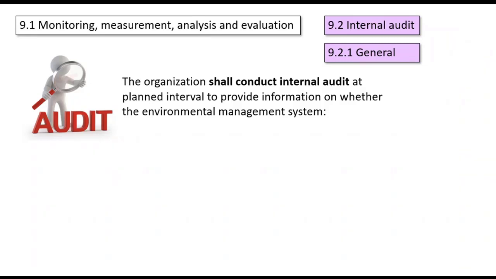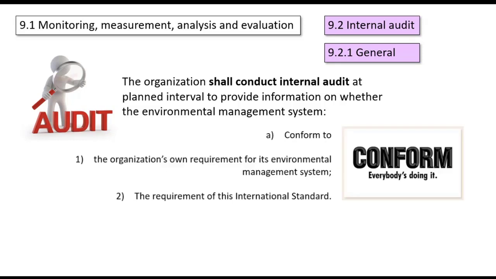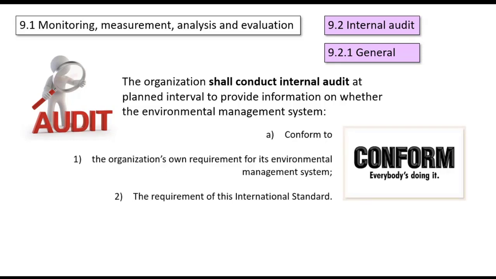So why we need to conduct this internal audit? Because you want to collect information. So this information will provide you information on what? First, whether you are conform to, means you are fulfilled or you already follow. Follow of what? Okay, conform to. First, the organization's own requirement for its environmental management system. Means you follow your own requirement, keperluan diri sendiri that related with environmental management system.